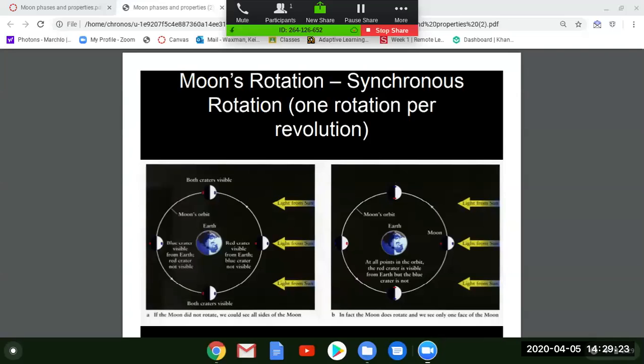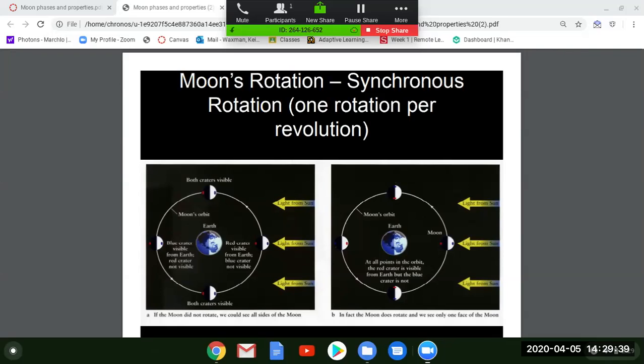Now, don't get that confused with the dark side of the moon, where it happens to be dark. Where it happens to be night on the moon, it's called the dark side. Where it happens to be day on the moon is called the lit or illuminated side. So that's different than the near side and the far side.